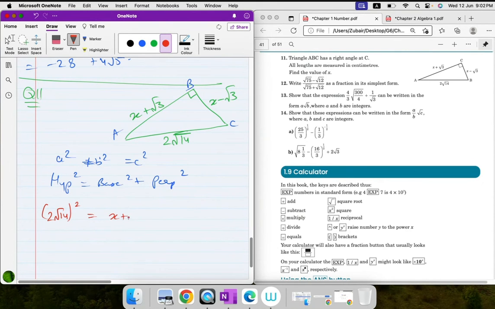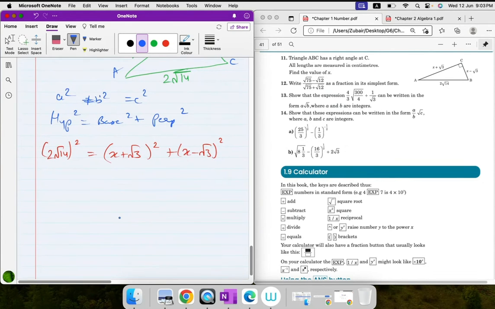And the other two are x plus square root 3 and x minus square root 3. So 2 square is 4 and square root 14 square is 14. Now this is a square plus 2ab plus b square. Again a square minus 2ab plus b square. 14 into 4 is 56.